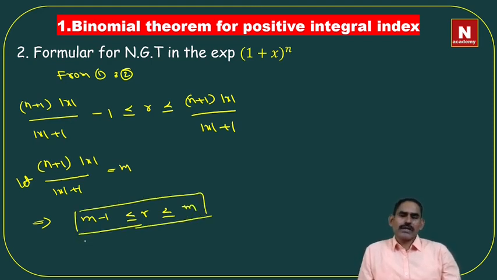Here I am taking, for example, m as an integer. What will happen? We have to find out the r value, which is important here. When you get r, automatically we will get the numerically greatest term, because we have already taken the numerically greatest term as the (r plus 1)th term.